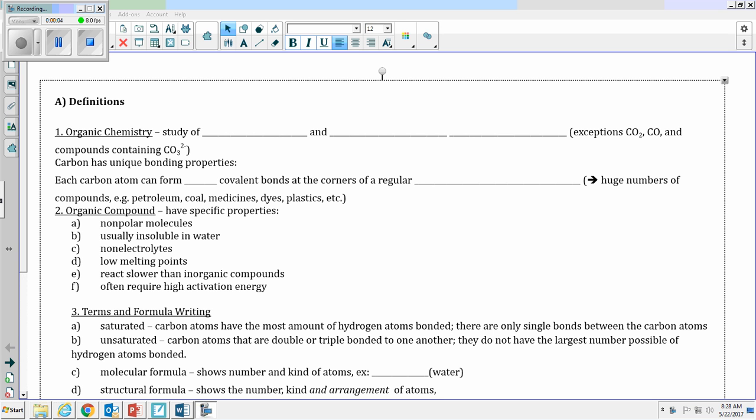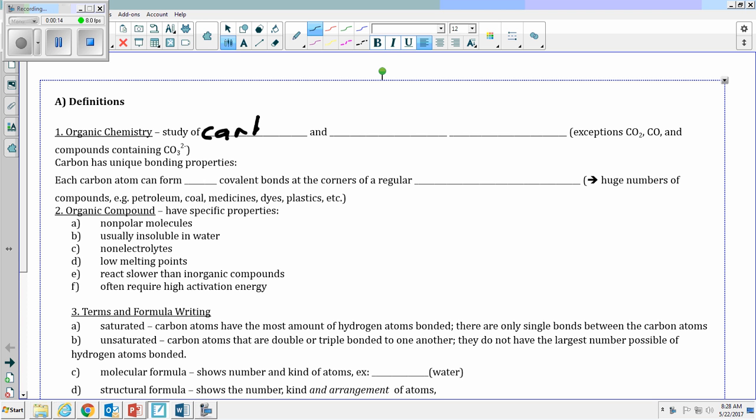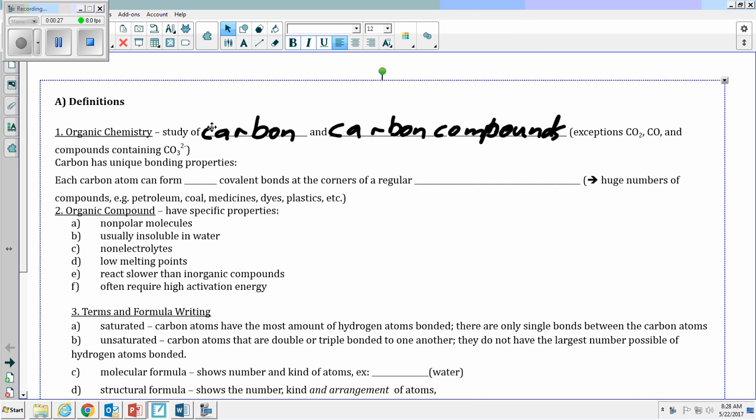On Unit 11, this is where we're starting into organic chemistry, which is the study of carbon and carbon compounds. There are very few exceptions of carbon compounds that are not considered organic compounds, such as carbon dioxide, carbon monoxide, and any carbonates.